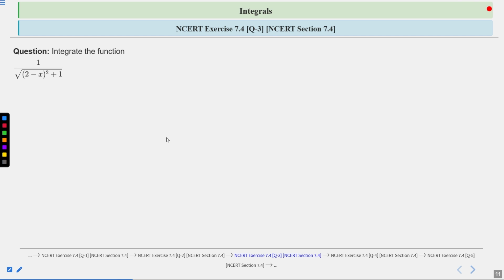The next question is to integrate the function 1 upon root over (2 minus x) whole square plus 1. Again, we will try to apply some substitution to convert the given integral into a standard form, after which we can easily solve it. You have some time to solve or think about the question, after that we will discuss the solution.